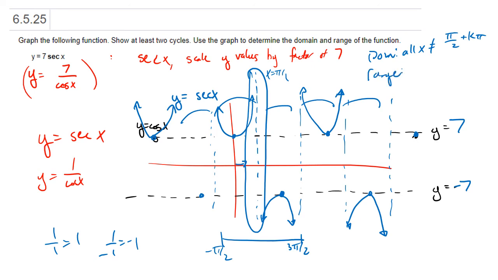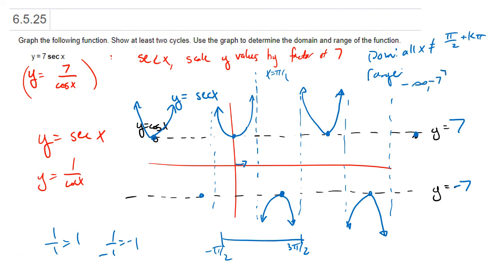And the range is actually kind of interesting. Let me erase some of these marks here. What are the y values I get out? On this branch, I get out everything 7 and bigger. Here, I get everything negative 7 and smaller. Notice I can never get out anything between plus or minus 7. So the range can be all negative numbers up to and including negative 7, and also everything from 7 and above, including 7.